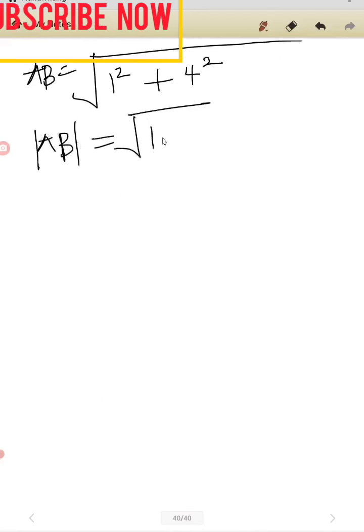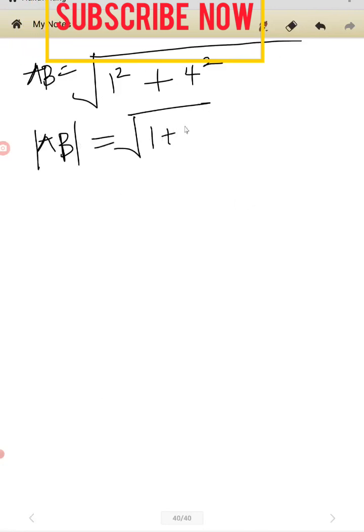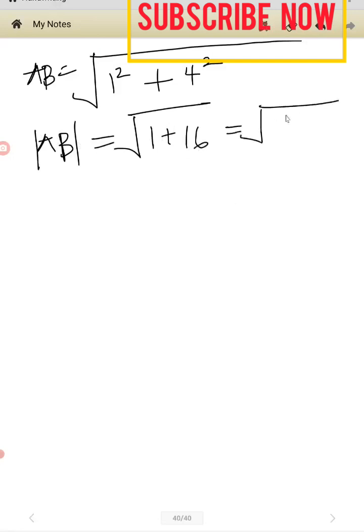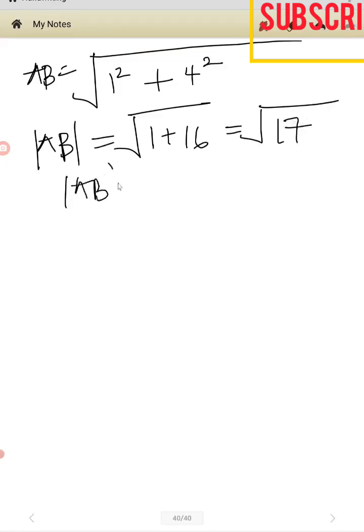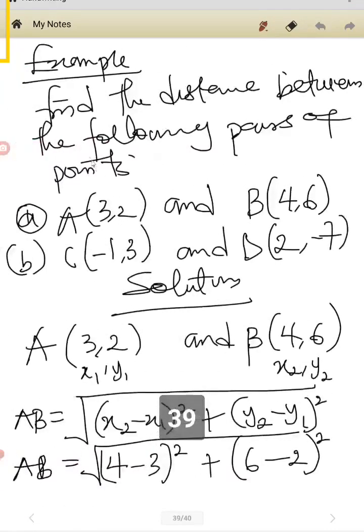So the distance between AB will now give you 1 squared, which is 1, plus 16, which is equal to 17. So the distance between AB is equal to root 17. So we still continue for the B part.